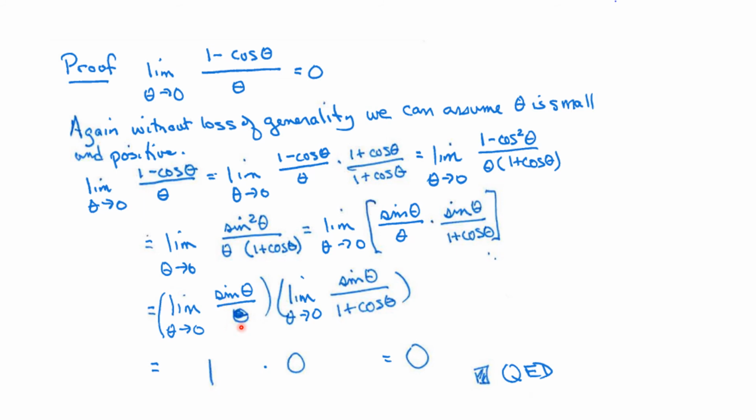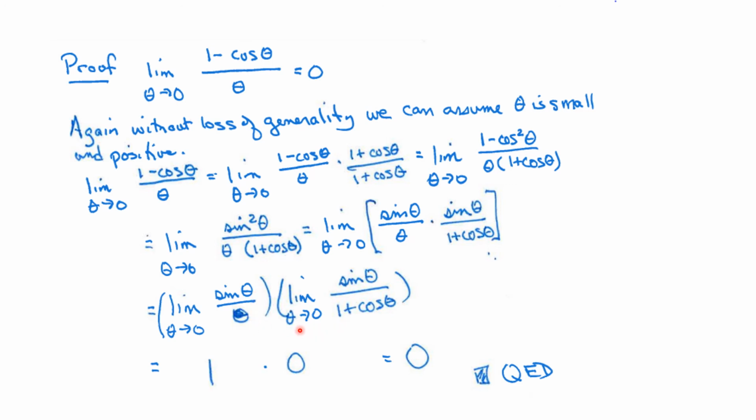Now I would be in trouble with this if I didn't have the first part of the theorem, because the first part of the theorem tells me that the limit as theta goes to 0 of sine theta over theta is 1. I can't just plug it in because I would have 0 over 0, but I have the first part of the theorem, so I know this is going to be 1.